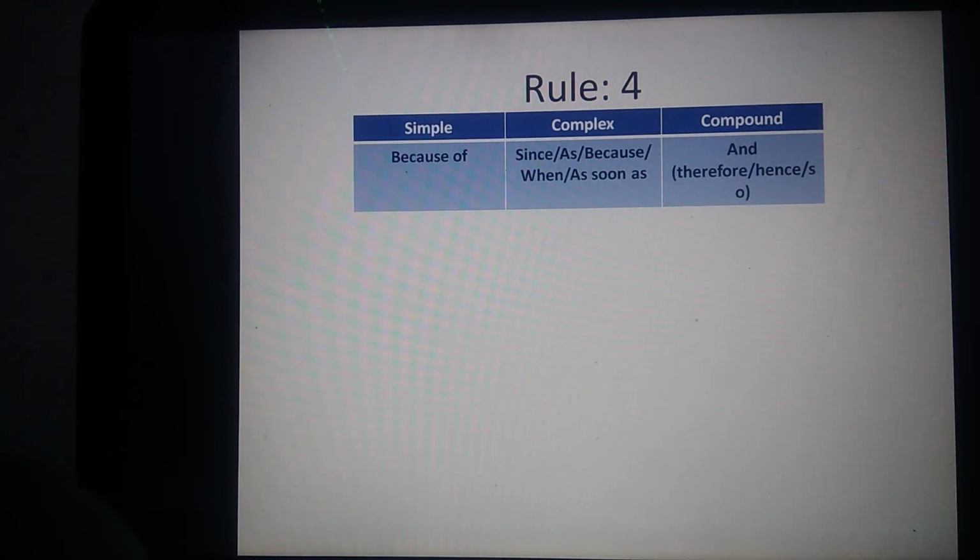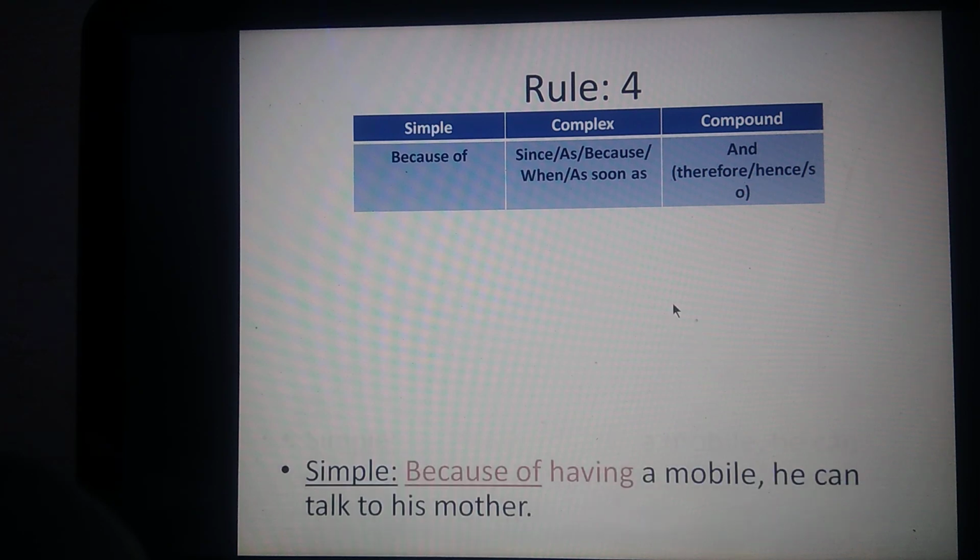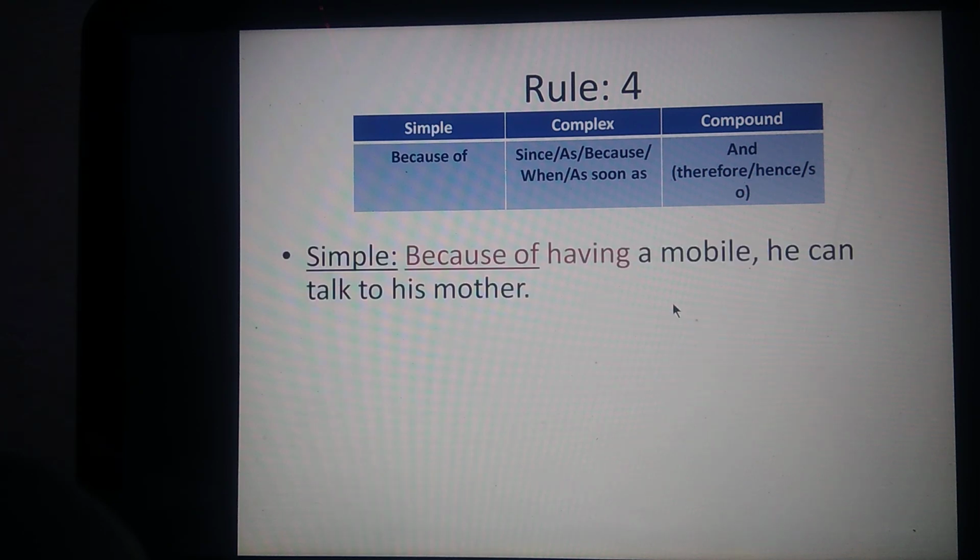As you see, this is not a bit difficult one. It's so simple and you can understand very easily. In simple sentence, we're having "because of" plus verb plus "ing," and the main clause is he can talk to his mother.